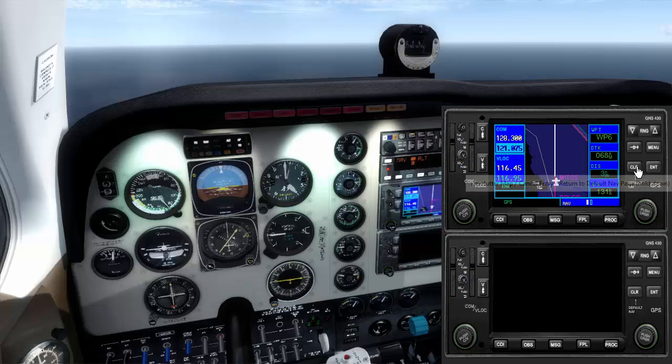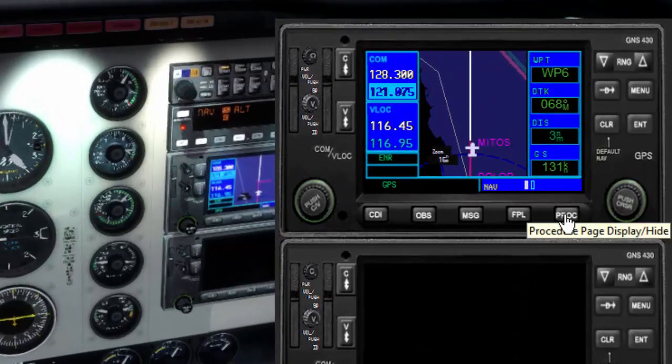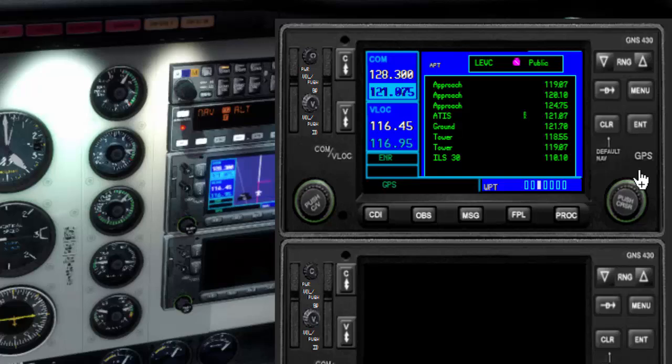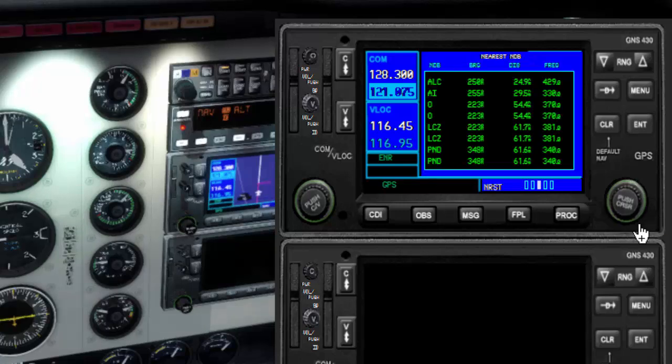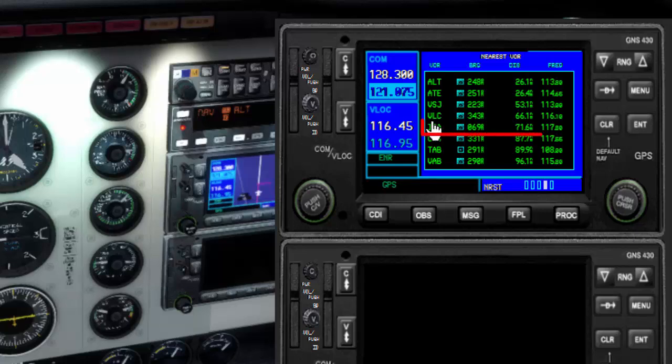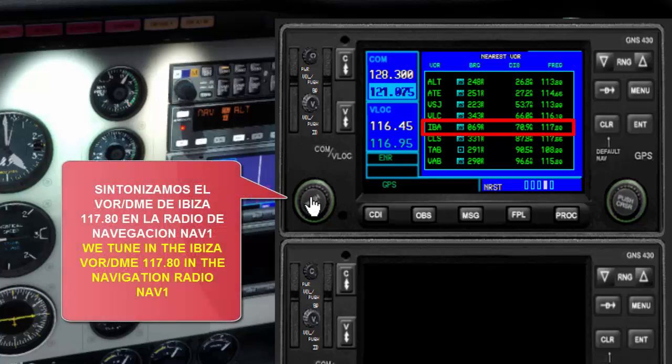Right now I am showing you the GPS again, and as you may see, we are very close to Mitos. As soon as we reach Mitos, we will follow the next airway. If we visit the nearest board page that you see there, we have India Bravo Alpha, which is the identification for the IBIZA VOR, and there you have the frequency. We will tune that frequency as the reserve frequency.